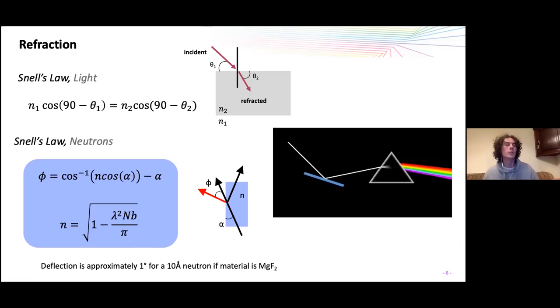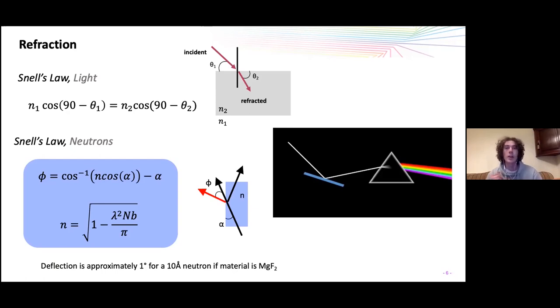So I also wanted to comment on the refraction of the prism, because I know that this came up as a question in the last talk. We're all very familiar with Snell's law in relation to light. It's n1 sine theta 1 equals n2 sine theta 2, where theta 1 and theta 2 are measured to the normal. In this example, I've made it with respect to the surface, because that's really what we care about. And importantly, this applies to neutrons as well.